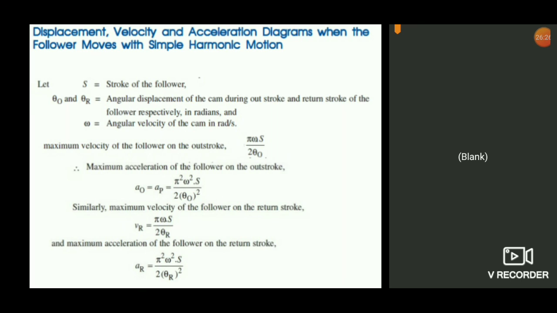If you want to find out for the return stroke, same equation, the only thing is instead of theta o, here you will write theta r. Remaining everything will be the same. So this is the equation to find out maximum acceleration and maximum velocity for simple harmonic motion. Only for simple harmonic motion you can put that equation and find out the value.